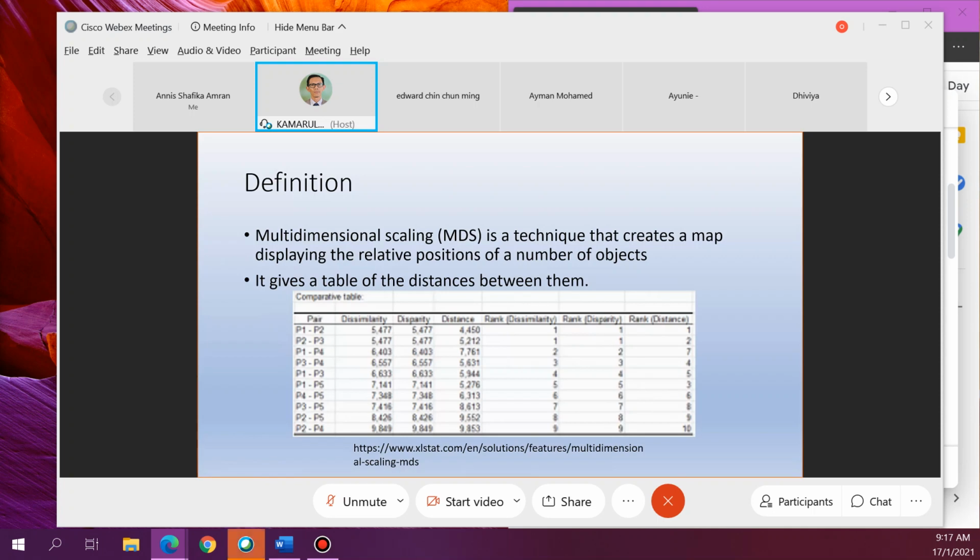So again, this is another definition. It's a technique, and this technique can create a map. Imagine you have a map, and in the map you can see locations of objects that you are interested to assess or examine. So imagine you have a map in front of you, and you can see dots of the things you want to measure. For example, 60 variables, and see where they clump together. How many clumps can you see from the map?